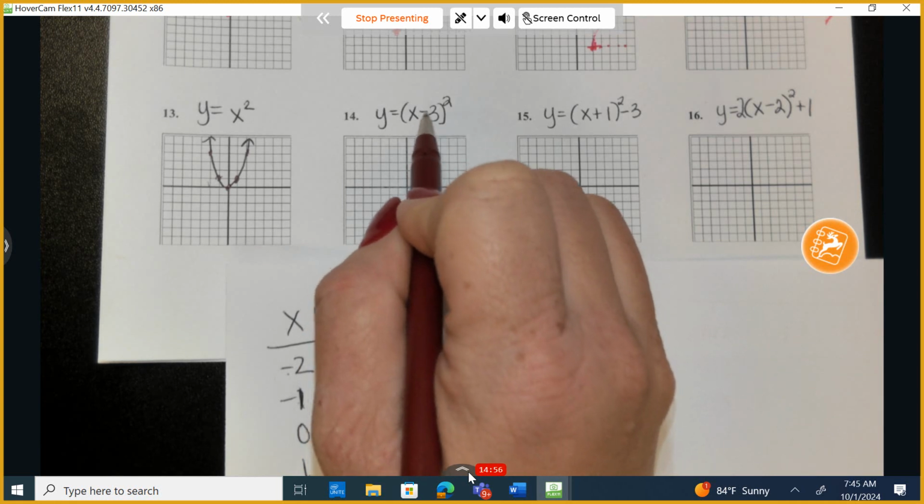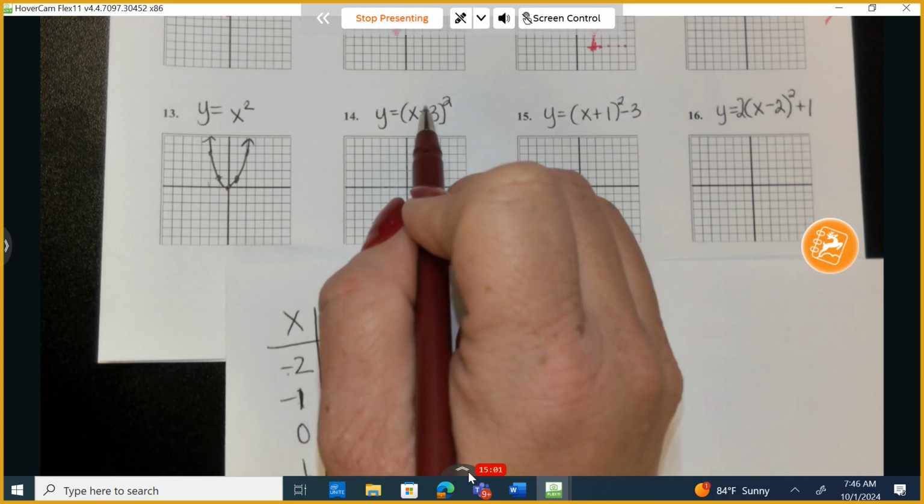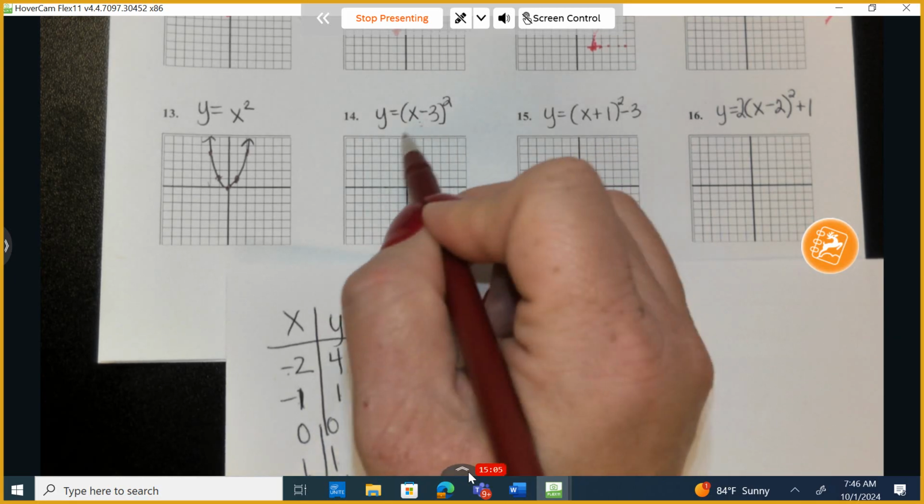Turn to your tutor. Which way do you think you're going to shift this, based on what we've done for the other functions? To the right 3, it's lying to us, to the right 3. We're not going up or down, I'm simply going to go to the right 3.